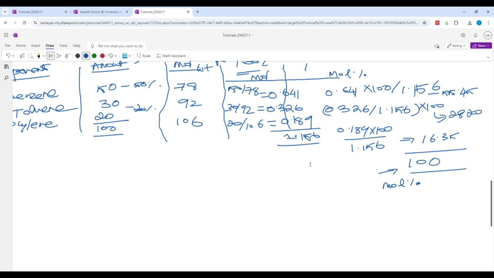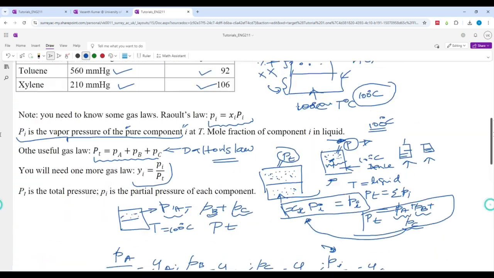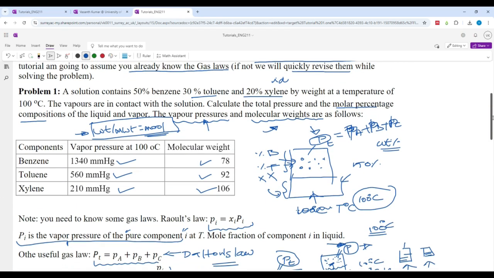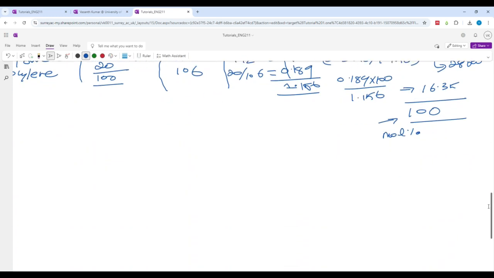So let's go back to the question again. Where are we now? Now we have to calculate the total pressure. So, to calculate the total pressure, if you remember from Dalton's law, we need the partial pressures.